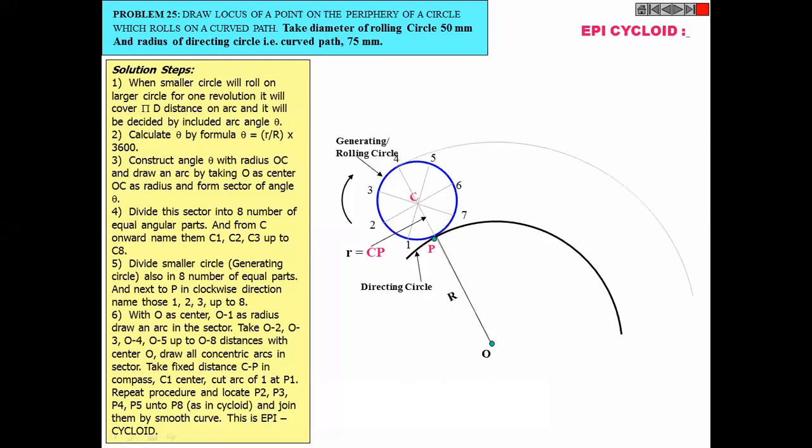Okay. Now what will we do? What did we do in the cycloid problem? We transferred this division on a certain line, and we extended parallel lines from those points also. Same thing we will do here also.